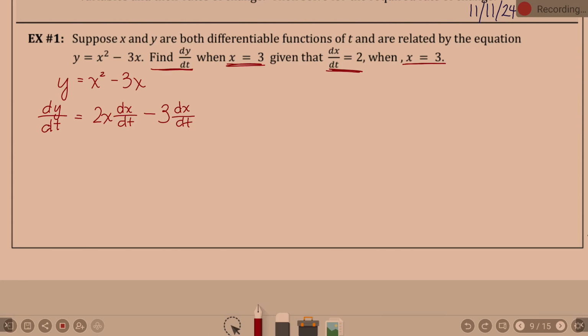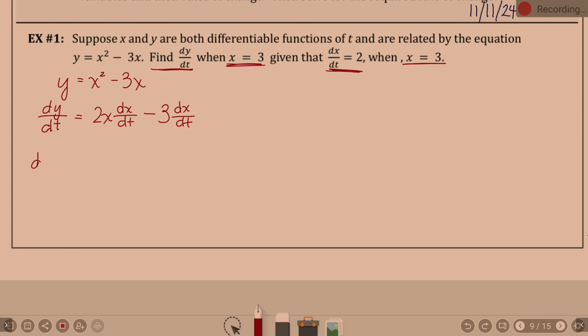Now, our job is to find dy/dt. Do we have all the information we need? Yeah, technically we do. It's solving at this point. If you want to, you could factor out a dx/dt. I'm not sure it's necessary, though. It's your choice.